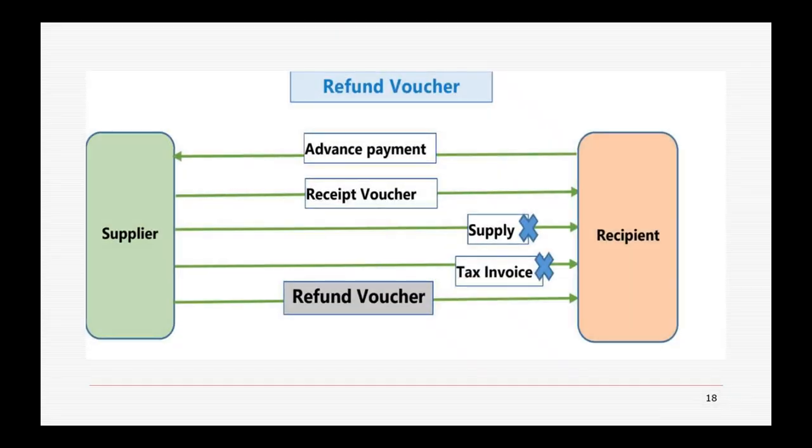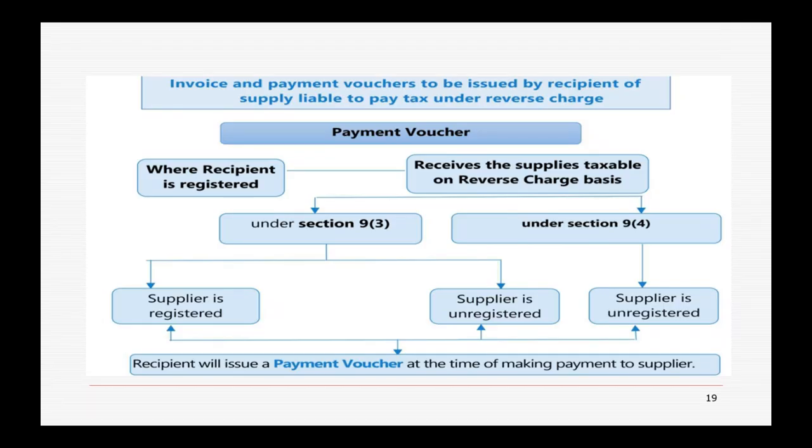So suppose you received the advance and paid the taxes, there is a table for reporting it in the 3B. I will show you GST 1A and other returns. If subsequently the supply could not take place and you are refunding, then you have to issue a refund voucher. And there is a payment voucher.